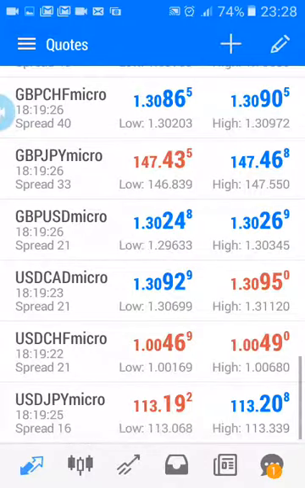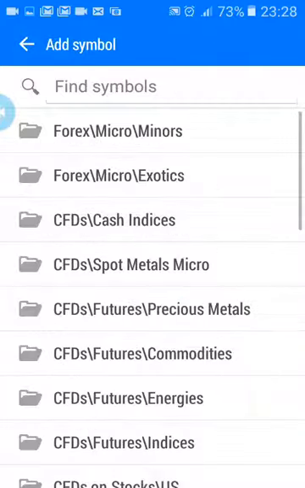So for me to add other types of trading instruments, I need to press this plus button up there. You see that there's a plus button next to a pencil, in the same line where the quote is written. You press it like this, and then it says find symbols. You see now I have Forex micro.